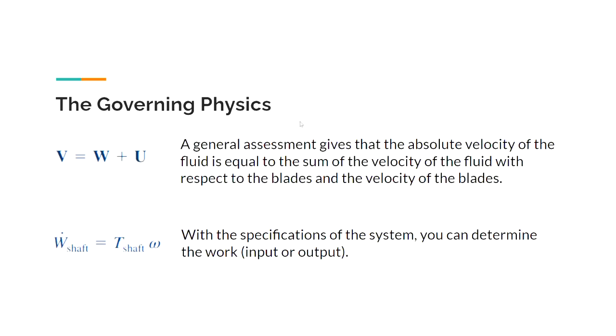So the governing physics of a turbo machine is the following. The absolute velocity of the fluid is equal to the relative velocity of the fluid with respect to the blade plus the blade velocity. And if you have the specifications of your system, like the radius, you can calculate the shaft work done by multiplying the torque of the shaft times the angular momentum.